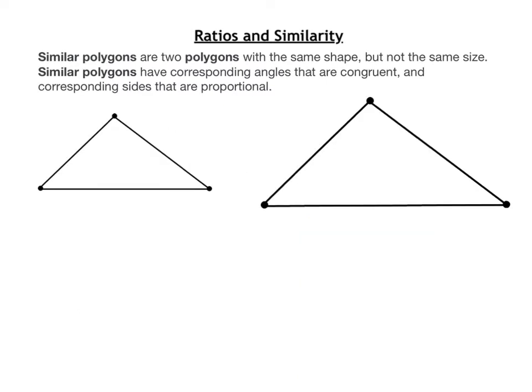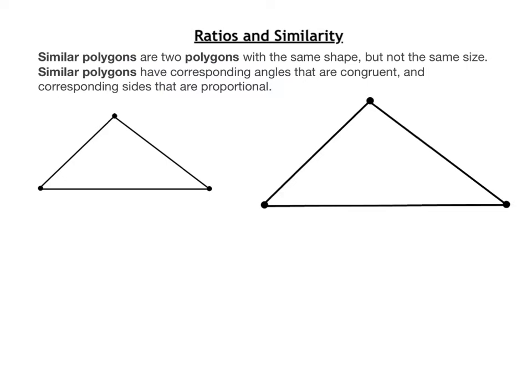One of the things we use the means extremes property, that's cross multiplication, for is in similarity. Similar polygons are two polygons with the same shape but not the same size. They have corresponding angles that are congruent and corresponding sides that are proportional. And we can use that means extremes property to solve for a missing length.